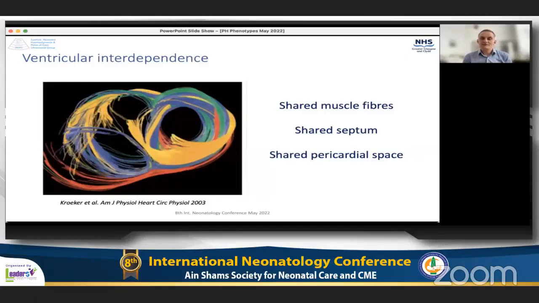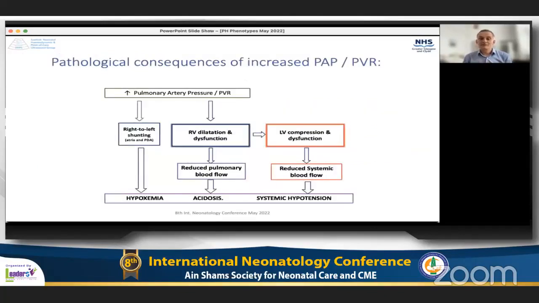In addition, because of their shared septum and shared pericardial space, those changes in right ventricular size and morphology impact on left ventricular shape. And as you saw in the echocardiographic image in the previous slide, they will reduce left ventricular size and therefore left ventricular filling. And the combination of these effects leads to impaired left ventricular performance and impaired left ventricular output.